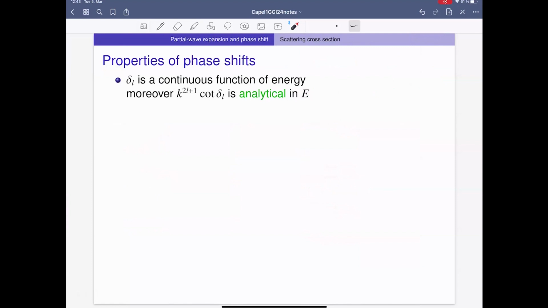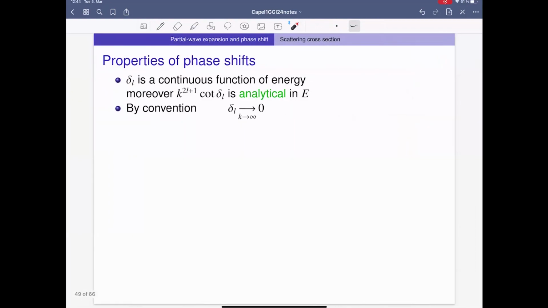So what are the properties of this phase shift? The first thing is that it's a continuum function of energy. You can build a phase shift in a way that it's a continuum function of the energy. And k to the power 2L plus 1 times the cotangent of the phase shift is analytical in E, in the energy. What this means is that k^(2L+1) cot δ_L can be expressed as a constant C0 plus C1 E plus C2 E squared plus, etc. And that gives you a way to know how the phase shift behaves at low energy.